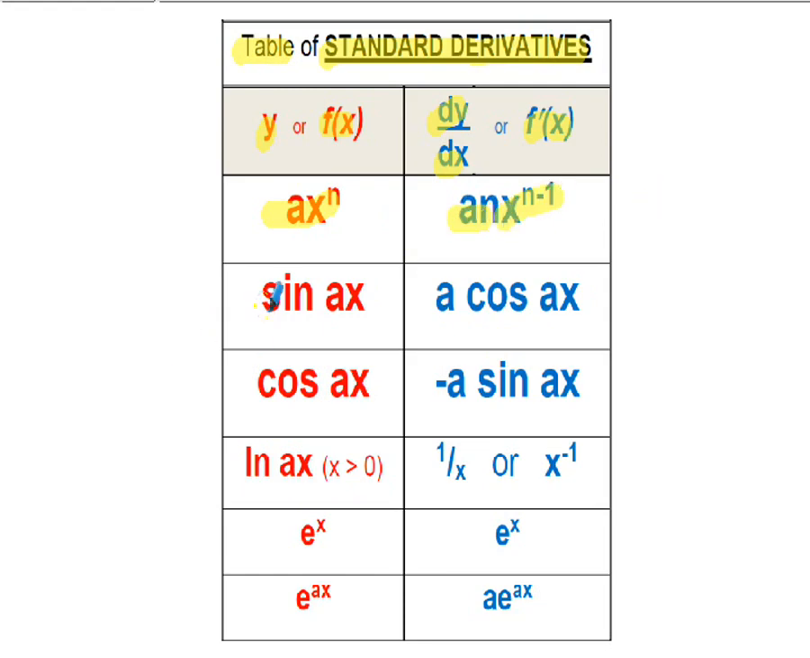If we have a function y is equal to sine ax, the differential coefficient will be a cos ax. If we have a y is equal to cos ax function, the differential coefficient will be minus a sine ax. If we have an ln ax function, then the differential coefficient is always 1 upon x, or x to the minus 1. If we have a function y is equal to e to the x, the differential coefficient is e to the x. And if we have a y is equal to e to the ax, the differential coefficient will be a e to the ax. So this is a table of standard derivatives we can refer to when we're doing differentiation work.